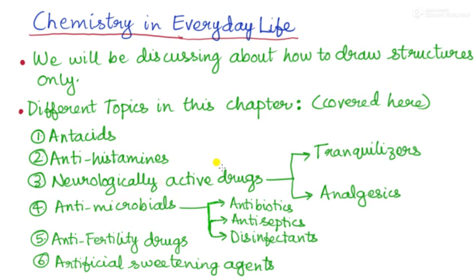The different topics covered here are antacids, antihistamines, neurologically active drugs, which are further divided into tranquilizers and analgesics, antimicrobials, which are further divided into antibiotics, antiseptics and disinfectants. Then we have anti-fertility drugs and artificial sweetening agents.